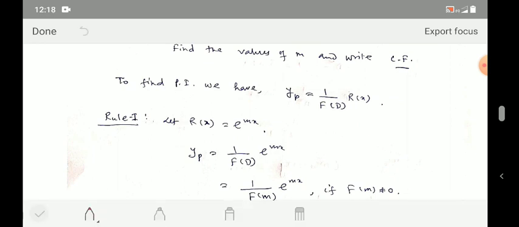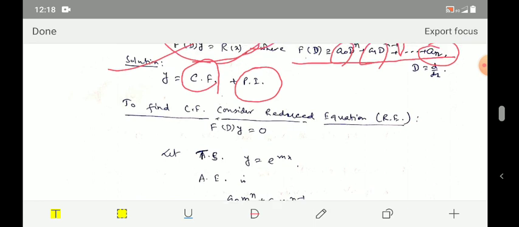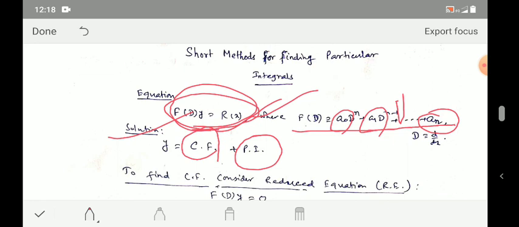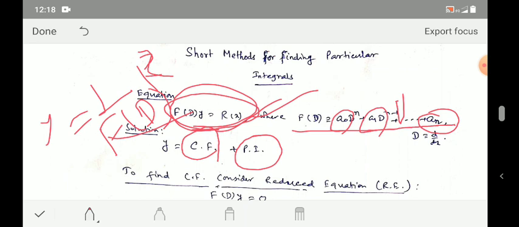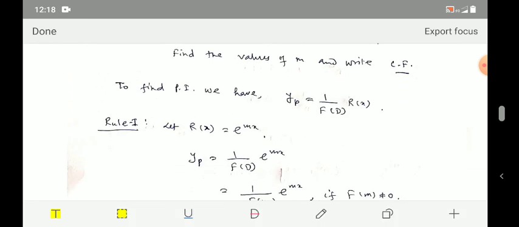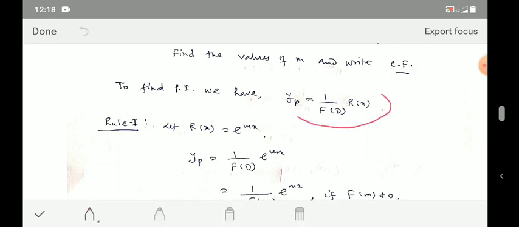Now for the particular integral, from the equation f(D)y = R(x), we can write y = 1/f(D) of R(x). Actually, the particular integral is any particular solution of this differential equation. Therefore we write this as yp, where yp means a particular integral. That is, we have to find a particular solution of the equation, and we write it as yp = 1/f(D) R(x).